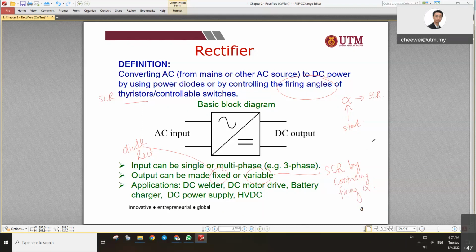So where can we use rectifier here? There's a lot of applications here. Examples written here: you have DC welder, DC motor drive, battery charger. That's a very common thing that you have been using daily. DC power supply, high voltage DC transmission. So all those require rectifiers. So you can see that the power application ranges from very small, for example, battery charger is small power application, and high voltage DC transmission belongs to high power transmission. So the range is very wide and big.